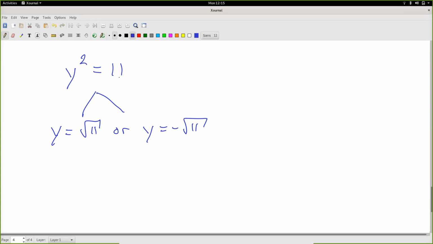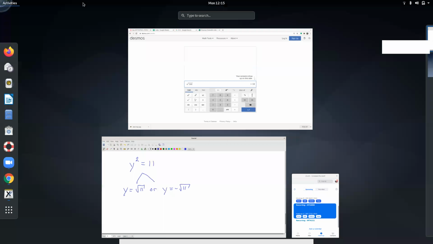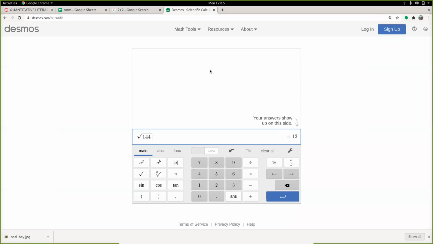So the only thing I can do at this point is go to a calculator and say, hey, calculator, what's the square root of 11? So new line, square root 11. And my calculator says it's 3 points. Let me write this down so I can get it right in my notes.